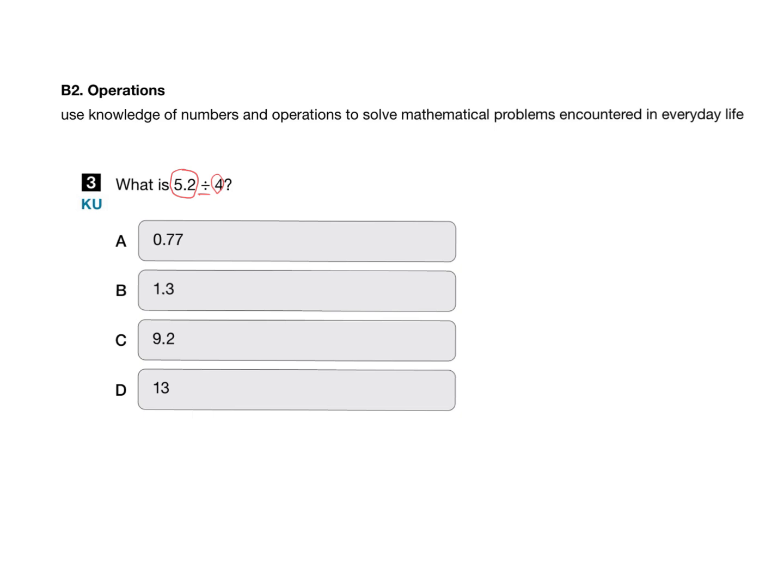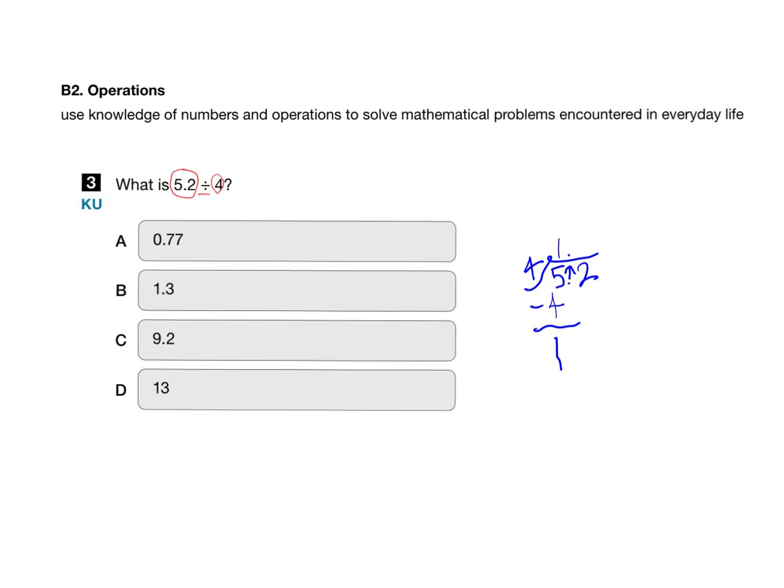Okay, so tell us what you're doing. So long division. We have 5.2 divided by 4. So what's the first thing you're going to do? You're going to see how many times 4 fits into 5. Good. How many times does 4 fit into 5? Once. Okay. Then you subtract 4 from 5. 5 take away 4 is? 1.